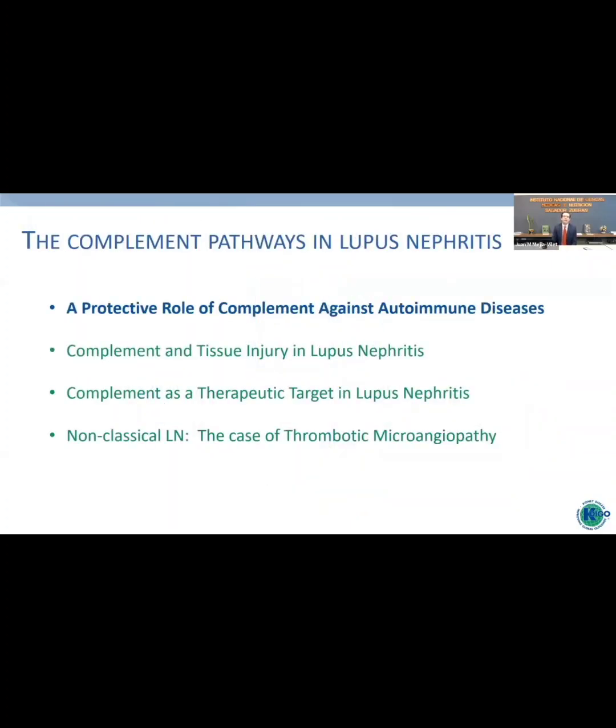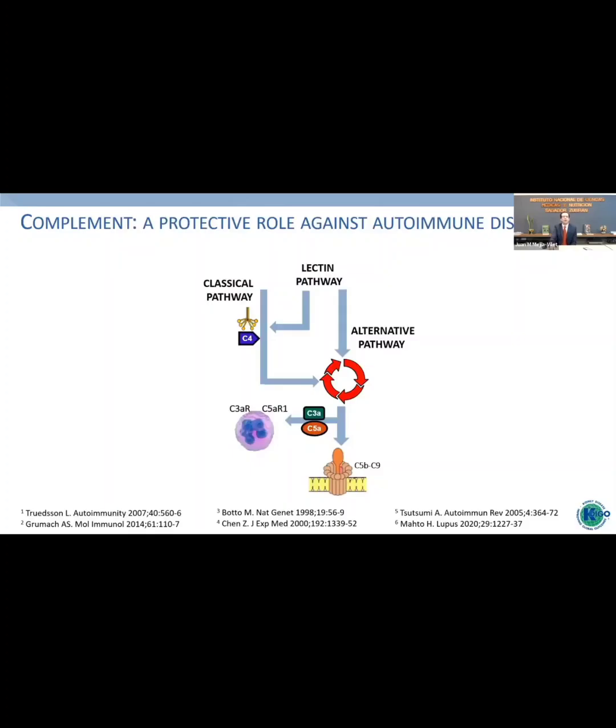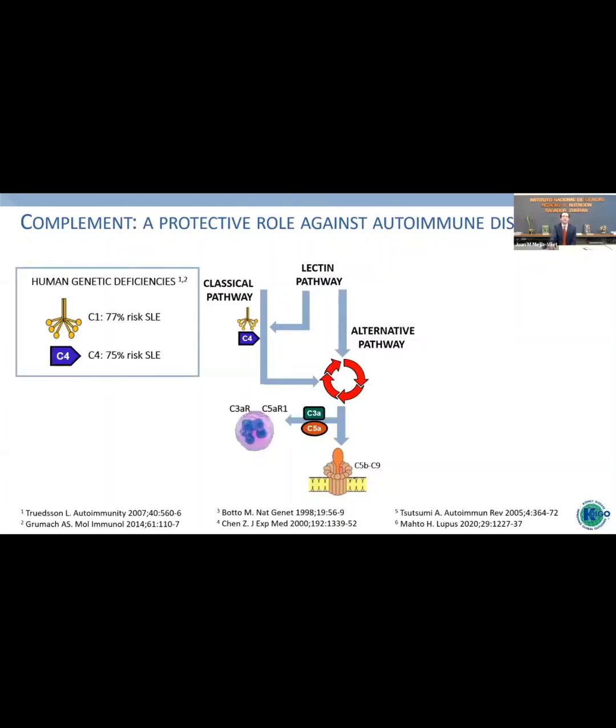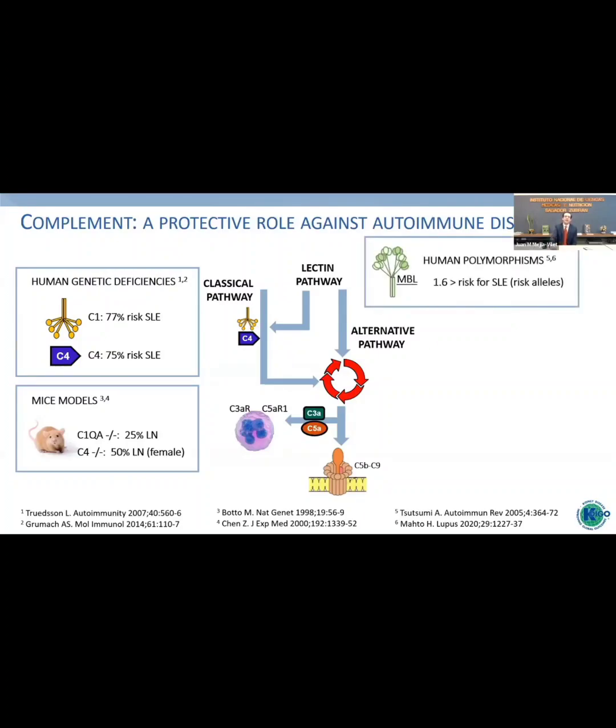So let's go first to why the complement has a protective role against developing autoimmune diseases. And this is because we observed from many years ago that mutations in some complement proteins, particularly those in the early classical pathway like C1 and C4, predispose patients to developing lupus. And this has also been corroborated in animal models with knockout for C1 or C4 proteins, and these mice models develop lupus, and many of them also lupus nephritis. And more recently, also mutations in the early lectin pathway have shown a higher risk for developing lupus and lupus nephritis. So as you can see in this slide, there are multiple ways of predisposing to lupus.